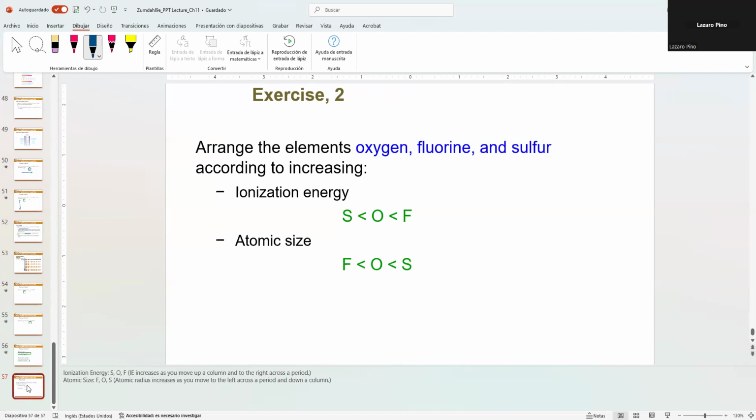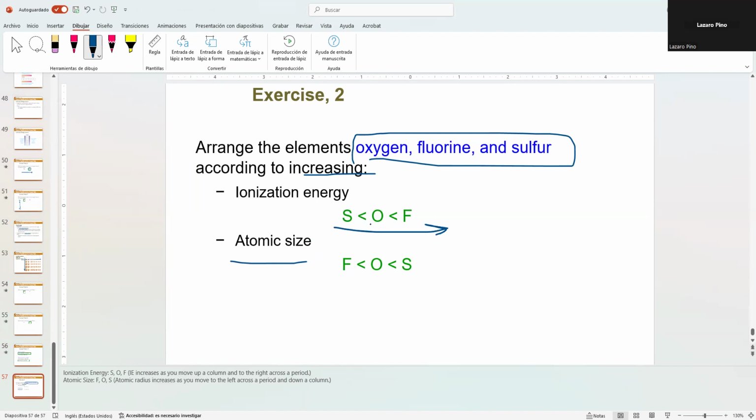This is another type of exercise where you have to rearrange the atoms that are given according to increasing ionization energy and according to atomic size. As fluorine is to the right, and oxygen is to the right of sulfur, this is the order. This one has lower ionization energy than fluorine. And atomic size is the opposite. Fluorine has the lowest atomic size, while sulfur has the biggest or largest atomic size.